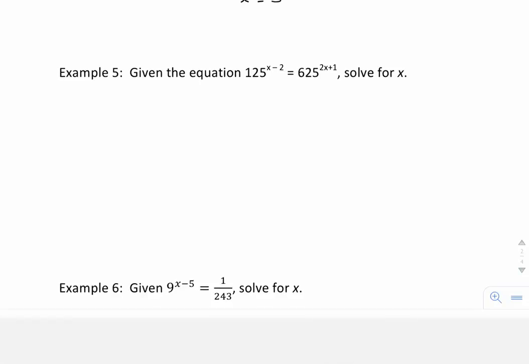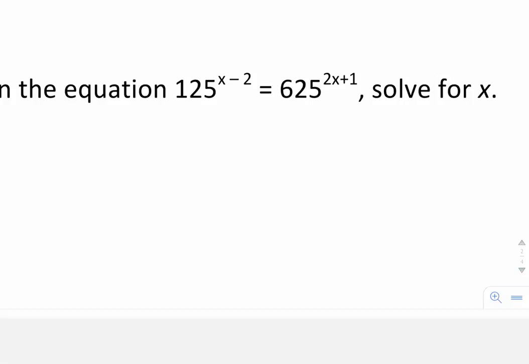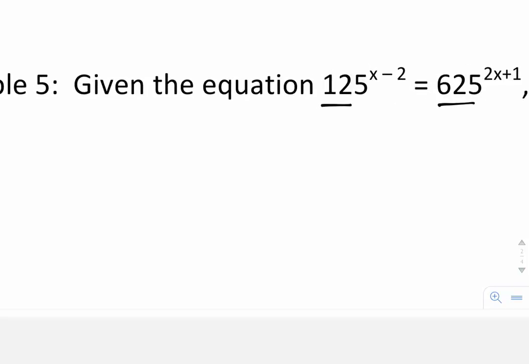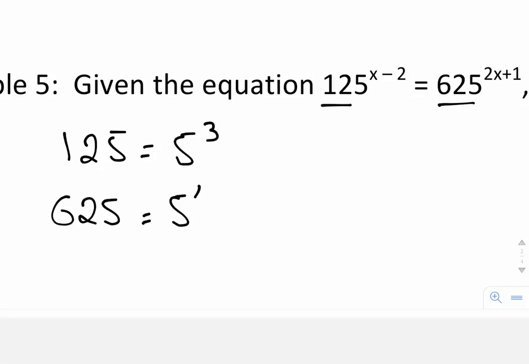Okay, for example number 5, you'll notice that our bases are different, and I can't really write one as a power of the other. 625 is certainly not a power of 125, and vice versa. However, based on experience and doing lots of homework, you will notice that 125 is a power of 5, and 625 is also a power of 5 as well.